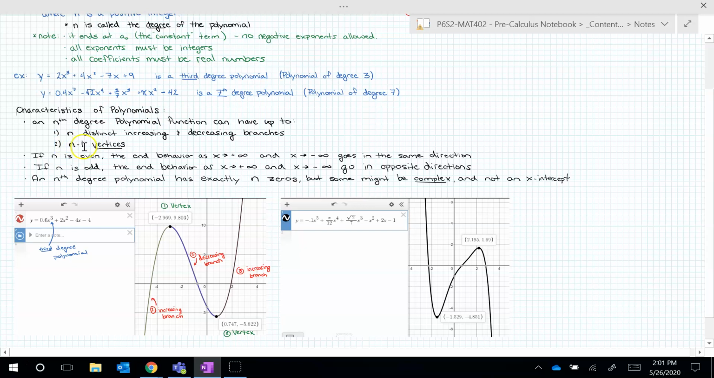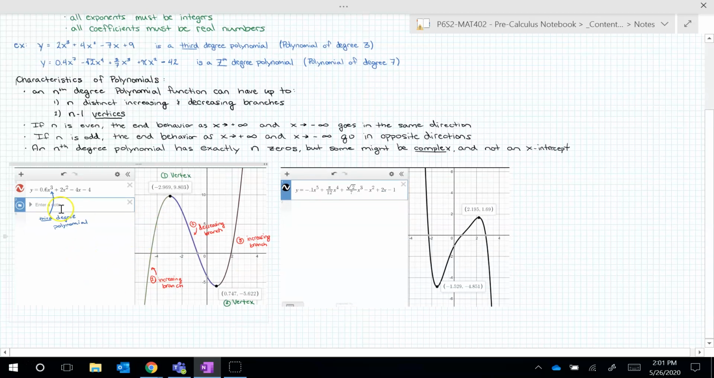A 6th degree polynomial could have 6 different increasing and decreasing branches and have up to 5 vertices. Right. So I got an example down here. Here's a cubic function, a 3rd degree polynomial. It's got an increasing branch. It hits a vertex up here. A vertex is where it turns around. It has this decreasing branch. It hits a vertex again, and then the final increasing branch.